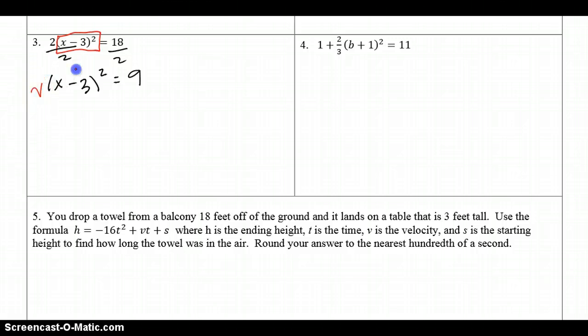If we square root both sides, remember I said the square root of something squared, the square and the square root undo each other. So the square root of the parentheses squared just leaves me with what's in the parentheses. So on the left, I'm just left with x minus 3. That square root and the square canceled each other out, and I'm just left with what's in parentheses.